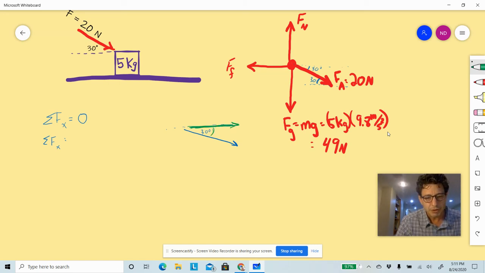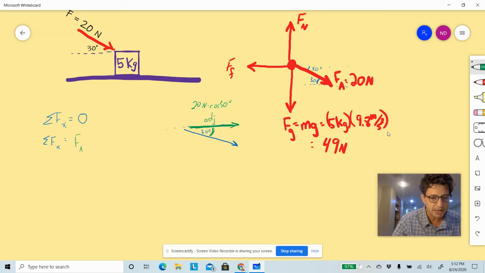Well, if this is our 30-degree angle, this is the adjacent side to 30 degrees. So going back to trigonometry, we're going to use cosine. So the piece of this is going to be 20 newtons times the cosine of 30 degrees. The cosine of 30 degrees is 0.866, whatever it is. And then you multiply that by 20, we're going to come up with something about 17.3.